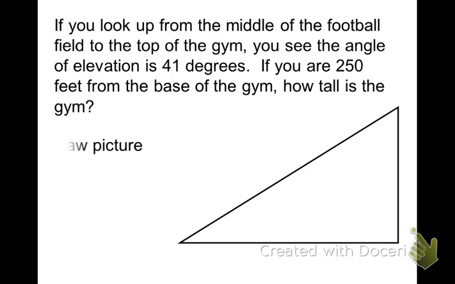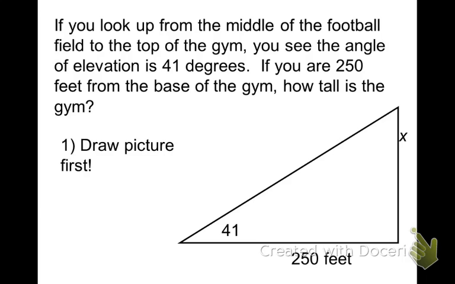And our angle of elevation is always measured from the horizontal. So our angle of elevation is 41 degrees. If we walk and we're 250 feet away from the gym and we're looking at the top at 41 degrees, then how tall is the gym?